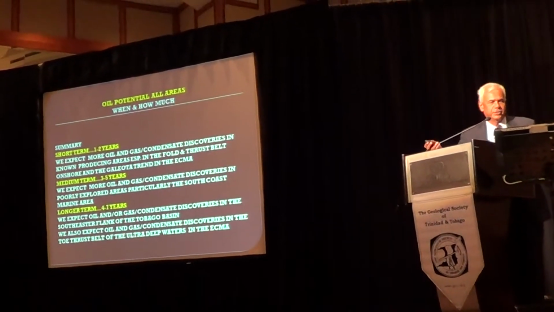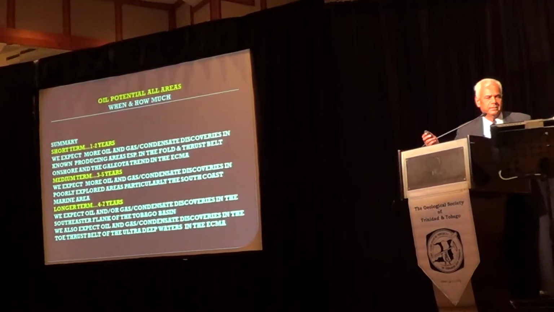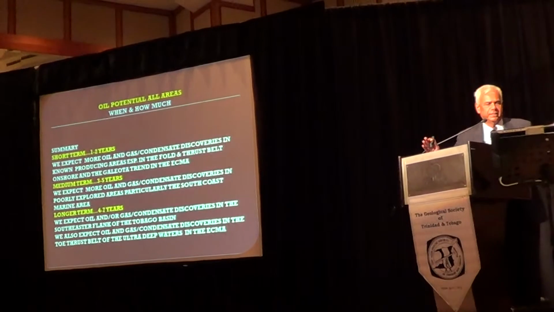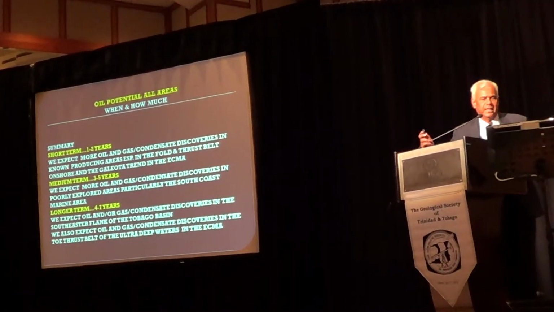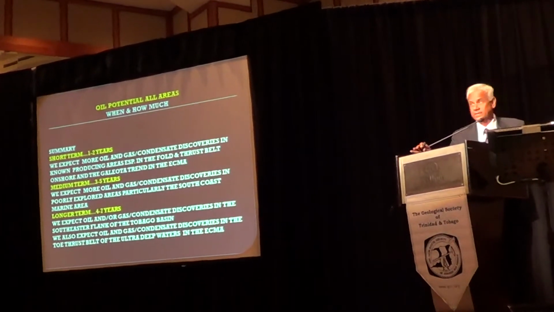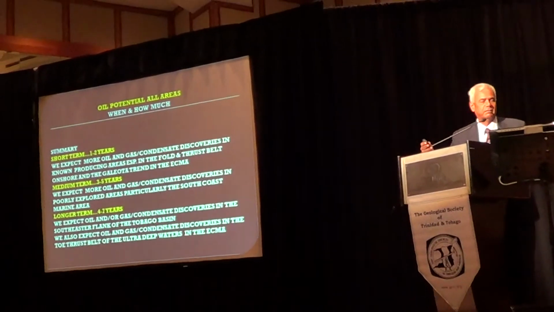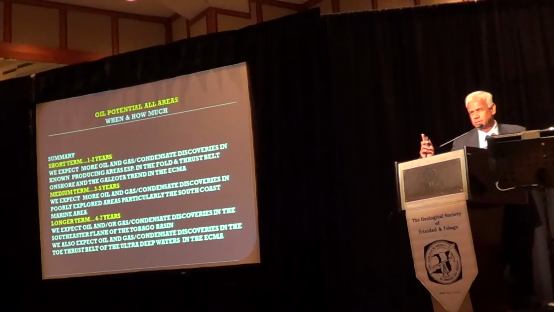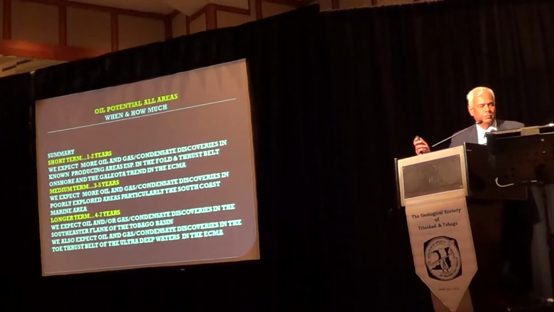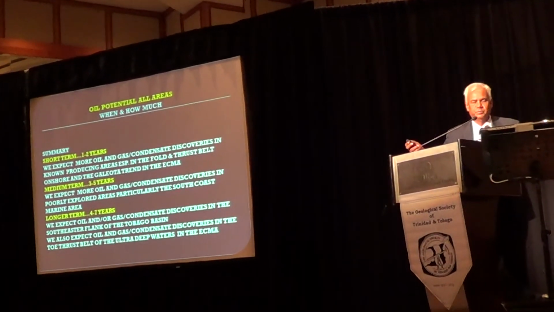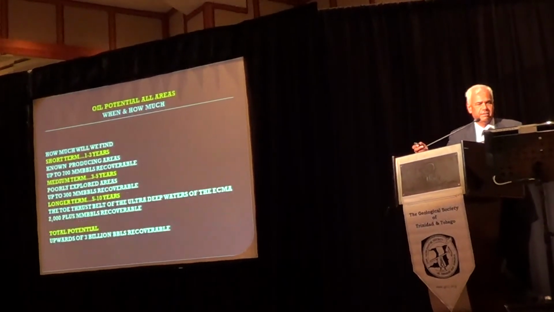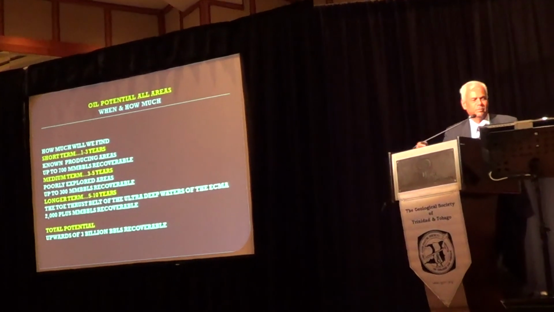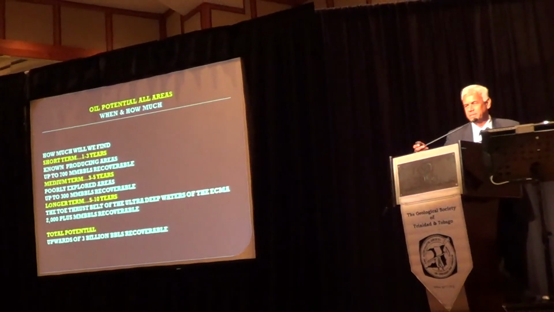When are we going to find it? In the short term, 1 to 2 years, more oil and gas condensate in the known producing areas. Medium term, more oil and gas condensate in poorly explored areas. And then in the longer term, in the southeastern flank of the Tobago Basin Trough and the ultra deep waters of the East Coast Marine area. How much are we going to find? A lot. So keep looking, folks. 3 billion barrels is out there to be found.